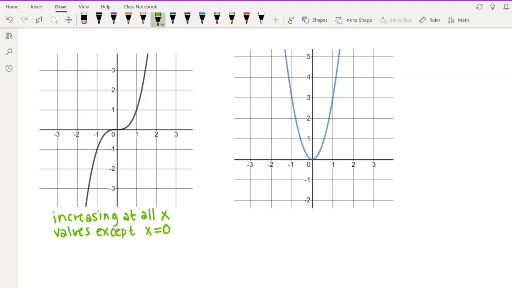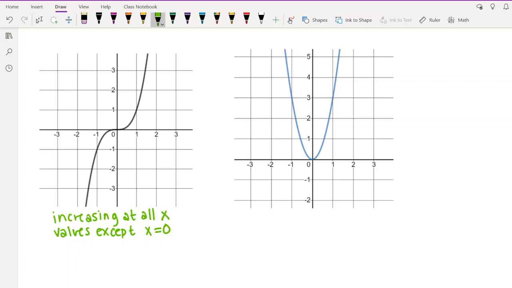And so what do I mean by that? I mean that it's going up. If you were to look at the slope of a tangent line at any x value, it would always be positive. The graph is never going down. The only exception is that when x is equal to 0, the tangent line would actually be horizontal because the graph temporarily flattens out for a moment at 0.